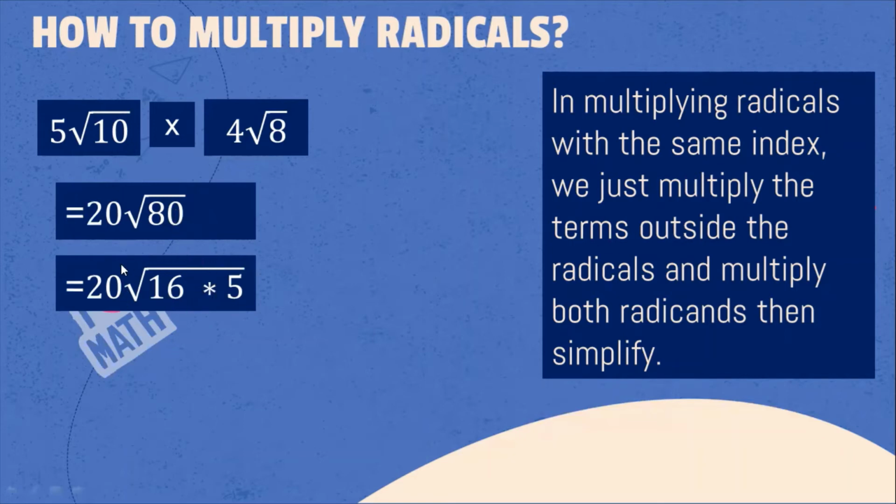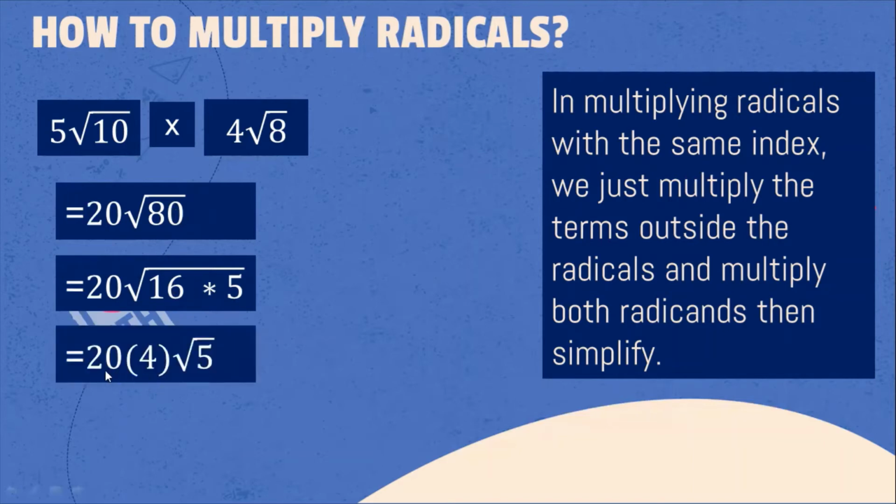So we can simplify the square root of 16, and that is 4. 4 times 20 is 80, then the square root of 5. This is our final answer, because the square root of 5 cannot be simplified; it has no other factor except 5 and 1. So the final answer is 80 square root of 5.